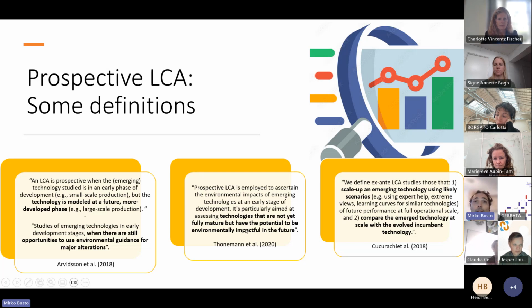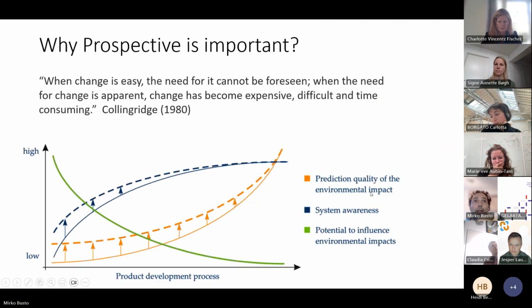Another definition, by Toneman: prospective LCA is employed to ascertain the environmental impacts of emerging technology at an early stage of development. It is particularly aimed at assessing technologies that are not yet fully mature but have the potential to be environmentally impactful in the future. That's sort of a repetition of what was said earlier. Also, the third one, by Kukurachi, offered the same kind of insight, so I won't read this.